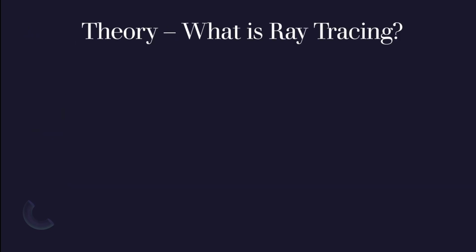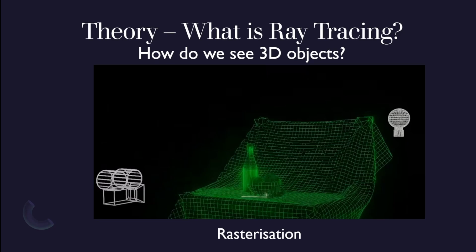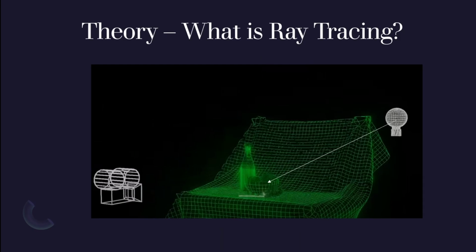In order to understand what ray tracing is, we need to first understand how we see 3D objects. The original method is called rasterization. This works by shining the light onto the objects and reflecting that light back into the camera. In ray tracing, the light is shone onto the objects. However, when the camera renders the scene, rays will shoot from the camera's perspective and the pixels on the screen will be shaded in the exact color that is chosen in the scene.